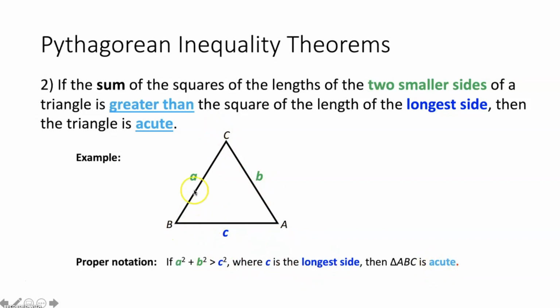And that makes sense because if the sum of the squares of the two smaller sides is greater than the square of our longest side, that means that this angle opposite our longest side has to be less than 90 degrees, making triangle ABC an acute triangle.